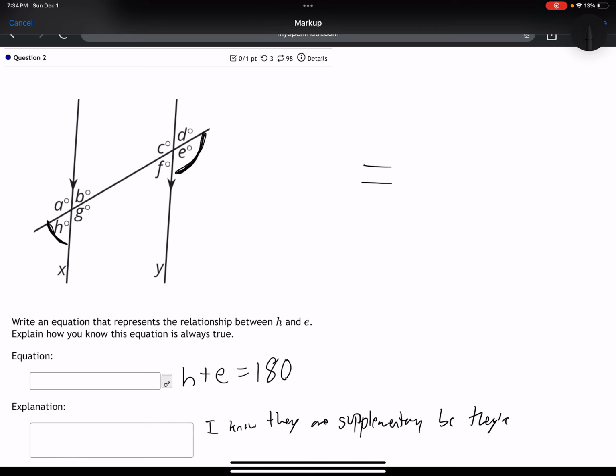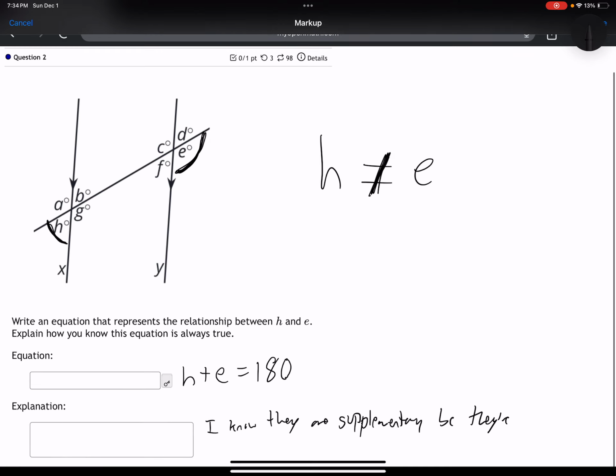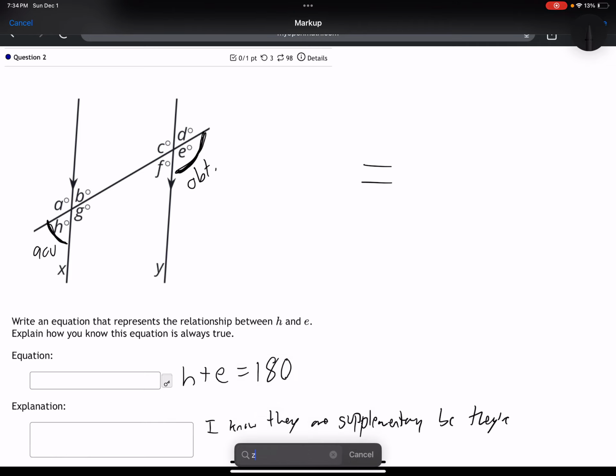Those two angles are not equal to each other, so I wouldn't just write h equals e, because they're not the same thing, right? This slash in here means not equal to. H is not equal to e. They're not the same thing because one is obtuse and the other is acute. So if they're not congruent, then in these two parallel lines cut by a transversal, they've got to be supplementary.